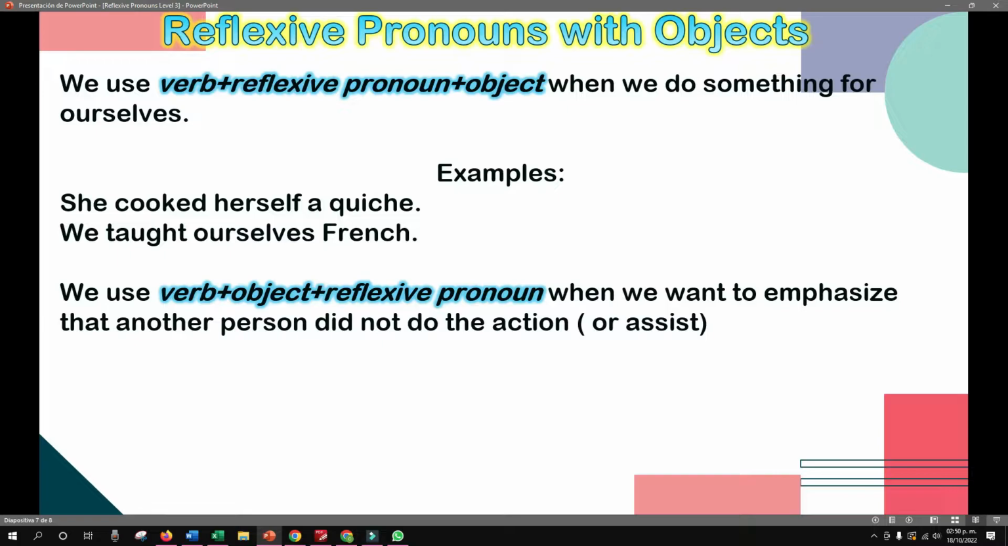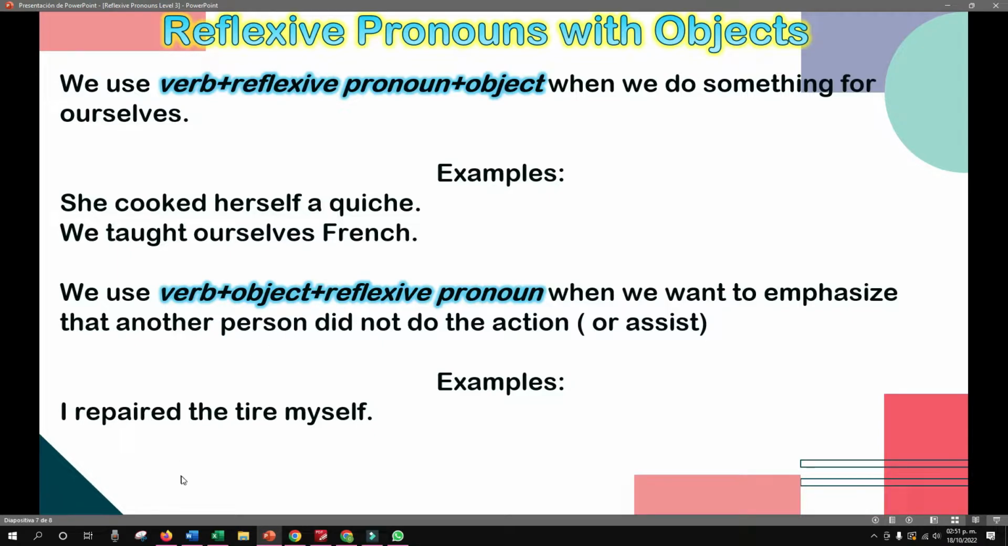When we want to emphasize that another person did not do the action, right? Cuando tenemos este tipo de estructuras es cuando queremos hacer énfasis. Que alguien más, ¿verdad?, no realizó la acción. Tenemos el verbo, obviamente sujeto, verbo, objeto y pronombre reflexivo. For example, I repaired the tire myself.